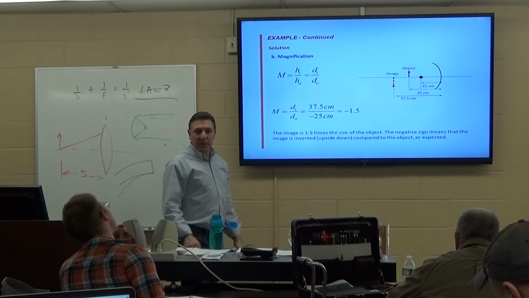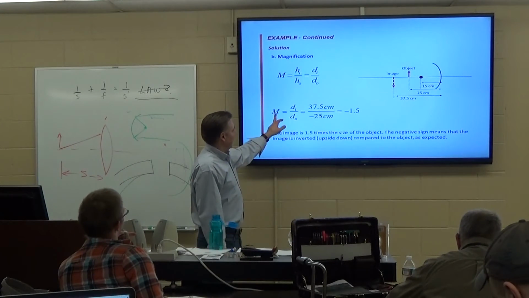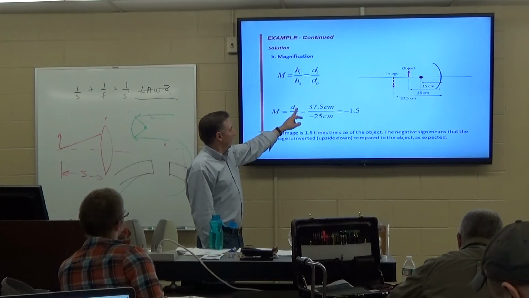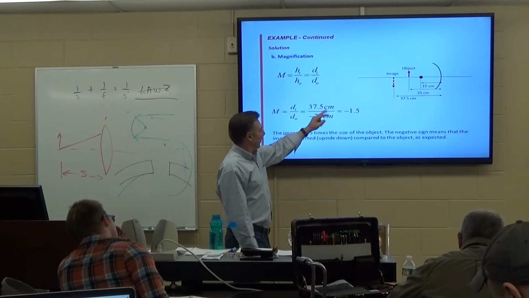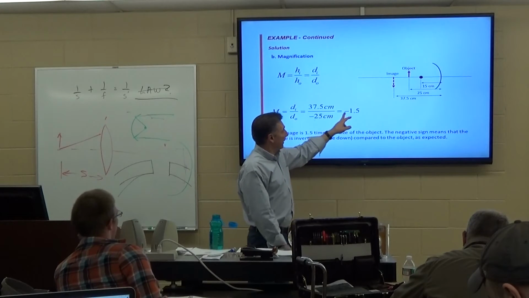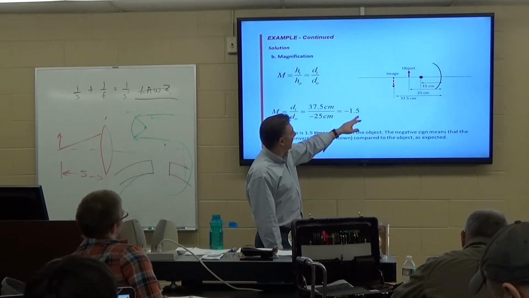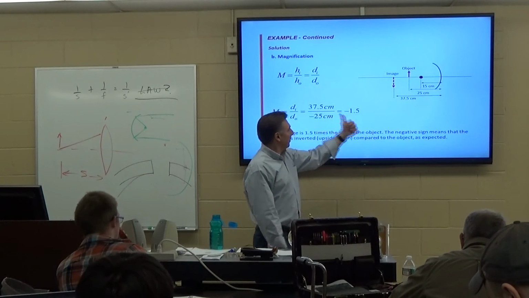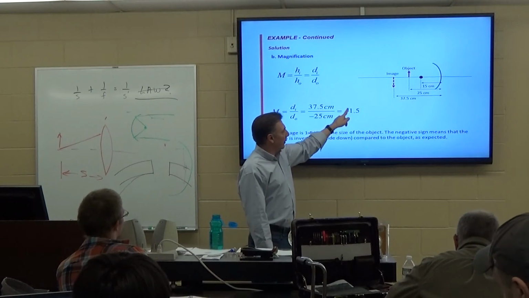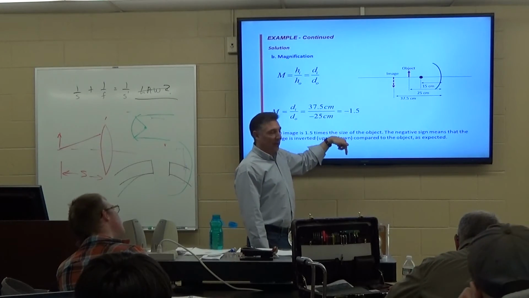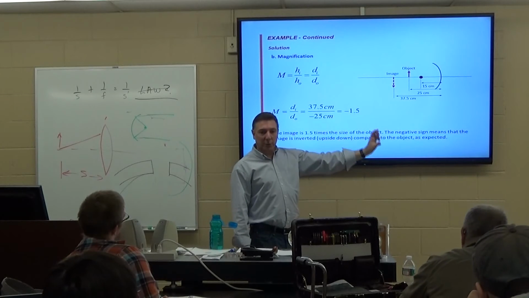To determine whether it is inverted or upright, you look at the magnification: image distance divided by object distance, 37.5 divided by negative 25 gives you minus 1.5. So you have an image that is formed to the left of the mirror, inverted because this is negative, and it's 1.5 times larger than the original object.